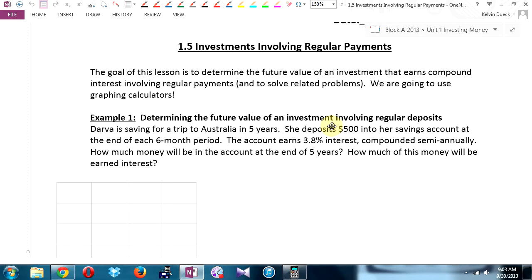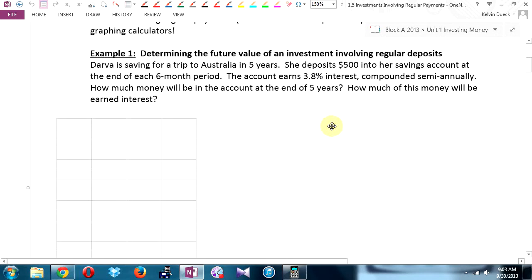So here's the question here. It says this: determining the future value of an investment involving regular deposits, or if it's a loan, involving regular payments. Darva is saving for a trip to Australia in 5 years, and she's going to put $500 into her savings account every 6 months.